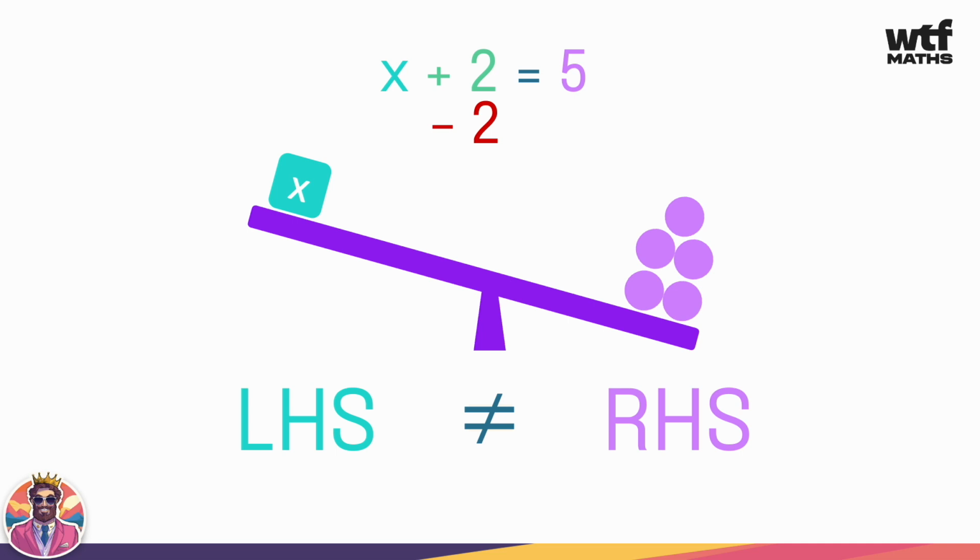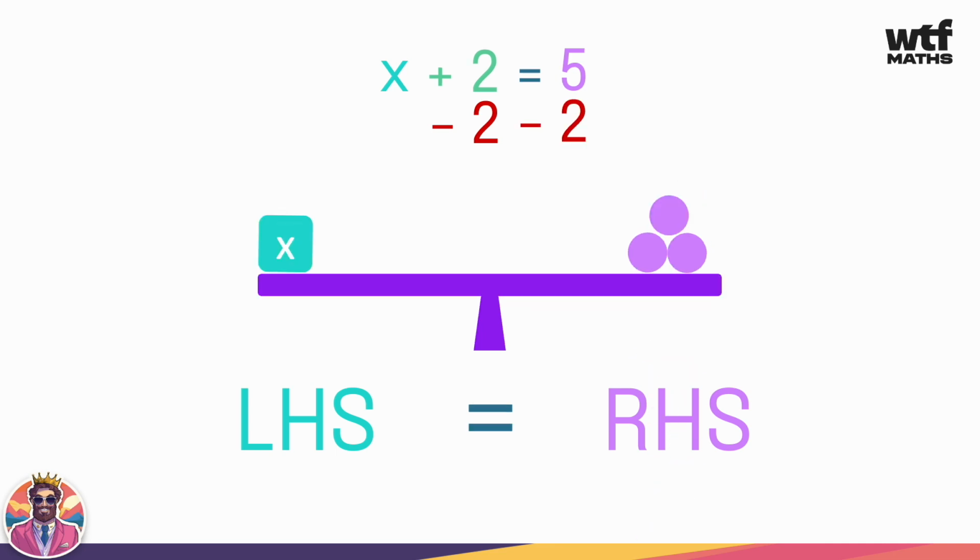So, to fix this, whatever I do to the left, I must do to the right as well. So I'm going to take 2 off the right. And this will cause the equation to become balanced again. We can see that the left-hand side is now equal to the right-hand side.